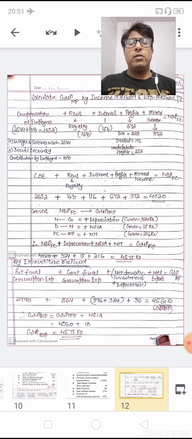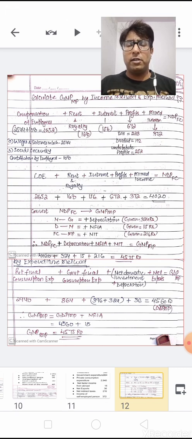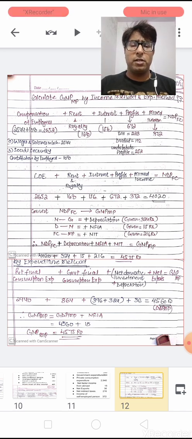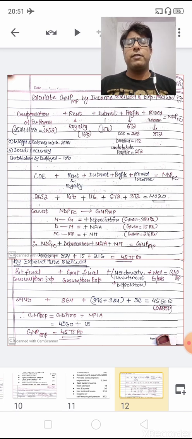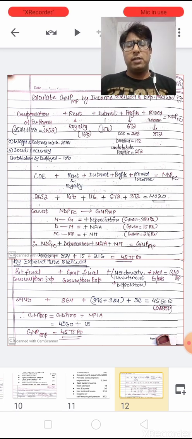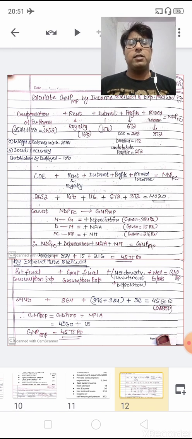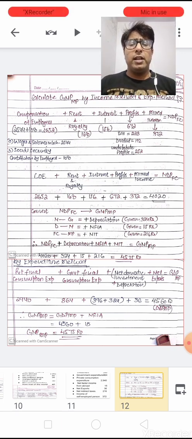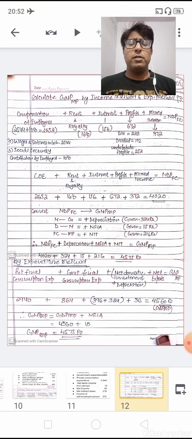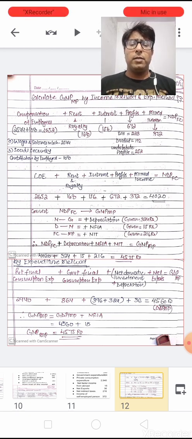So children, when we are calculating by the income method, we start with the compensation of employees. As we all know, in the income method there are 5 components of estimating national income. So we start with compensation of employees plus rent and royalty plus interest plus profit plus mixed income, and when all these values are added up, we will get the value of NDP FC, which we call domestic income. So children, here the compensation of employees is not given directly, I mean, this value is not given in this question, but some subhead values of compensation of employees are given.